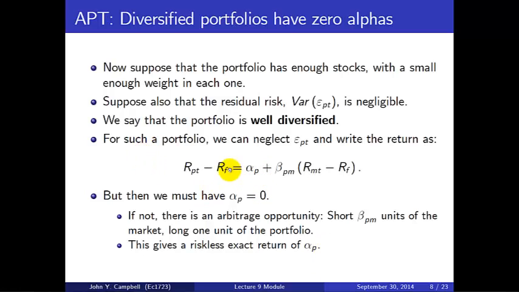Basically, you can borrow money. You can invest it risklessly and earn alpha P with no money down. Or equivalently, you can put capital in and earn a higher riskless rate than RF. You can get RF plus alpha P. Okay, so this argument, this no arbitrage argument, says that we must have alpha P equal to 0.